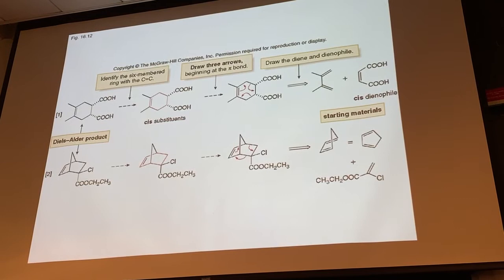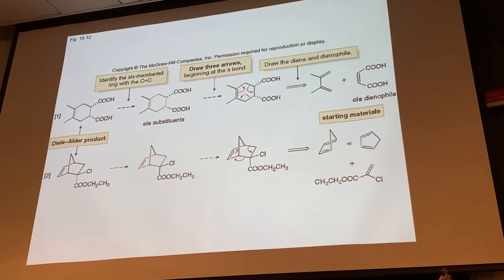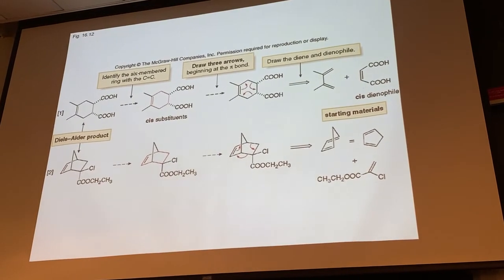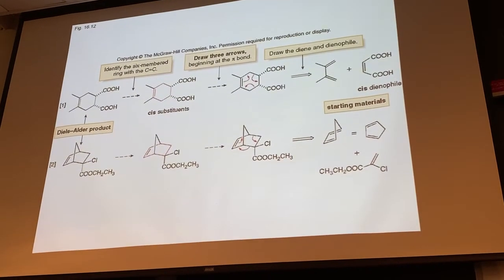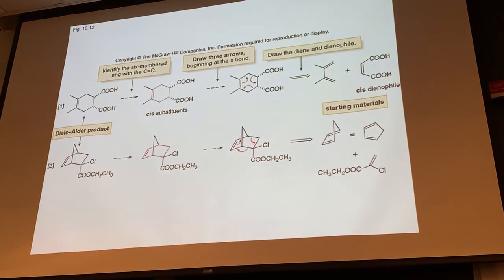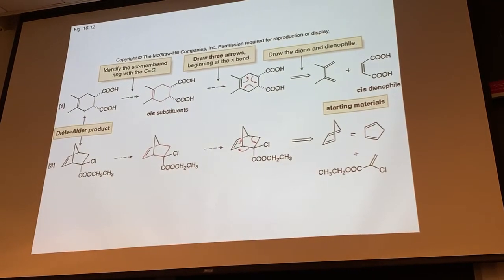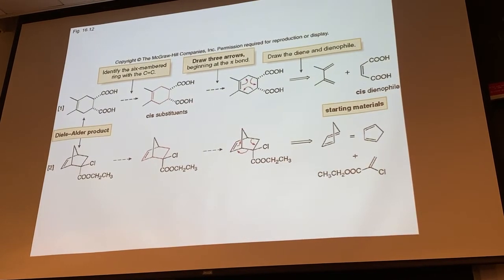We have to remember that the substituents on the ring have to have the same relationship with each other. So if we have cis substituents, we have to have cis substituents in our starting material. This is how you would do it if you had a bridged bicyclic product. Here's our 6-membered ring at the base of the molecule that is being formed in the reaction. So we break it open retrosynthetically.